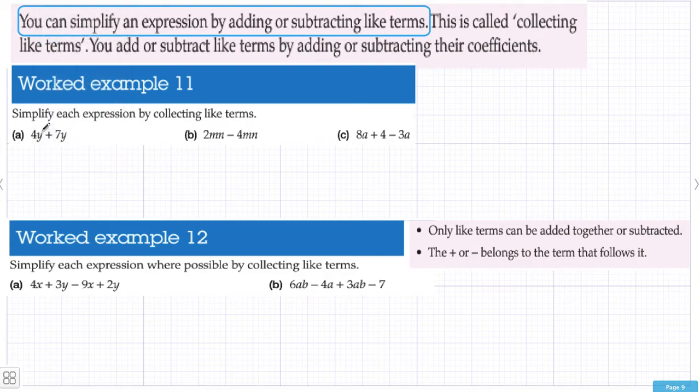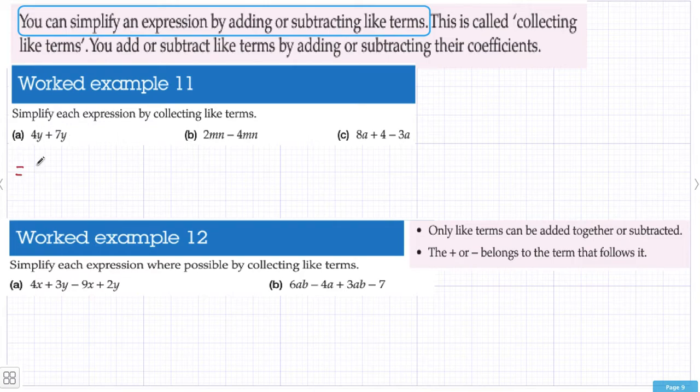So the first one is we've got 4y plus 7y. Well, these are like terms because they're the same object. Think about it as like a Y word thing, like yachts. Okay, so you've got 4 yachts plus 7 yachts. How many yachts altogether are there?